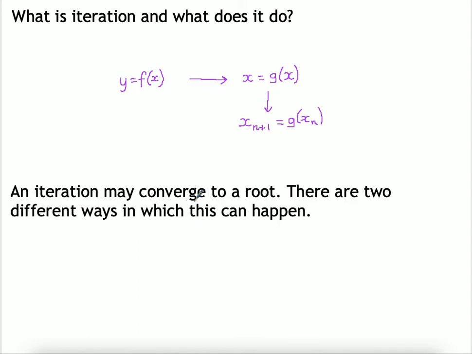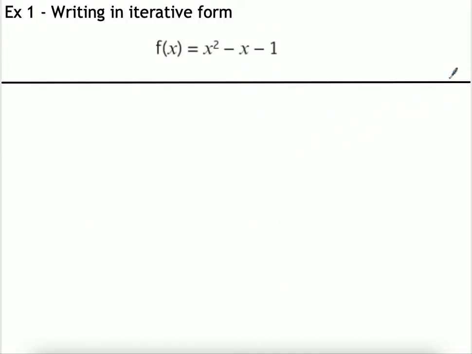It's a divergent sequence. Okay, there are two possible things that can happen if it in fact converges to a root. But before we do that, we may be asked to write something in iterative form. Now, normally in this type of question, it will say show that. It's a really important thing that it does that, because there are a few different ways of writing this in iterative formula. So I'm going to show you the different ways.